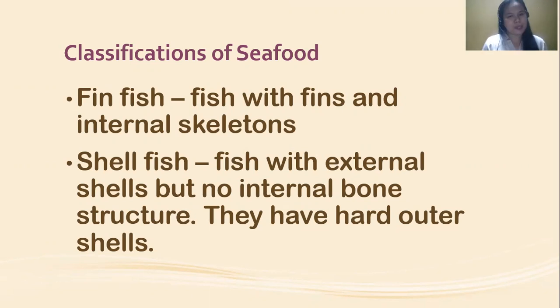Mollusks are soft sea animals which are divided into three categories. Bivalves, which have a pair of hinged shells, like clams. Next is univalve with a single shell. An example of this is abalone. And lastly, cephalopods, like squid and octopus. And the crustaceans are the animals with segmented shells and jointed legs. Are you familiar with crabs and shrimps? They are examples of crustaceans.